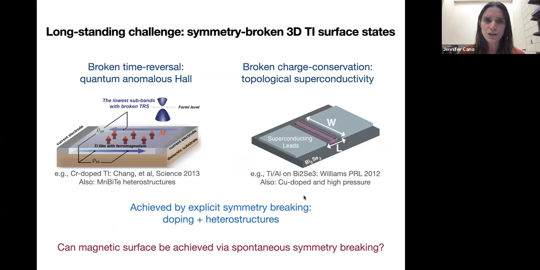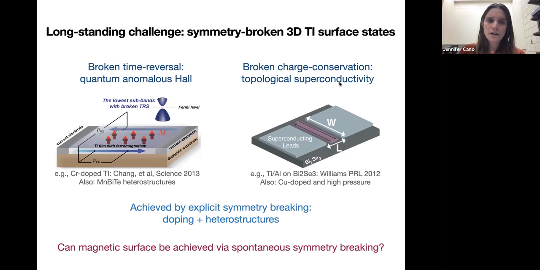So one motivation for this work is the long-standing challenge in our field of realizing symmetry-broken surface states on the surface of a topological insulator. So why do we want to realize these states? I think that there's a couple of different examples where we know that these states have really interesting properties. So for example, if we break time reversal symmetry on the surface of a 3D TI, we'll realize a quantum anomalous Hall state. Or if we break charge conservation symmetry, then we can realize a topological superconductor.